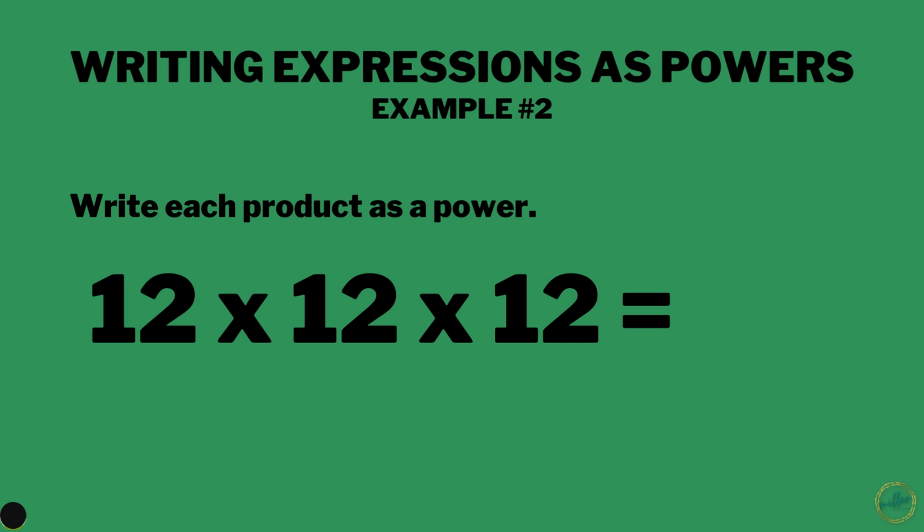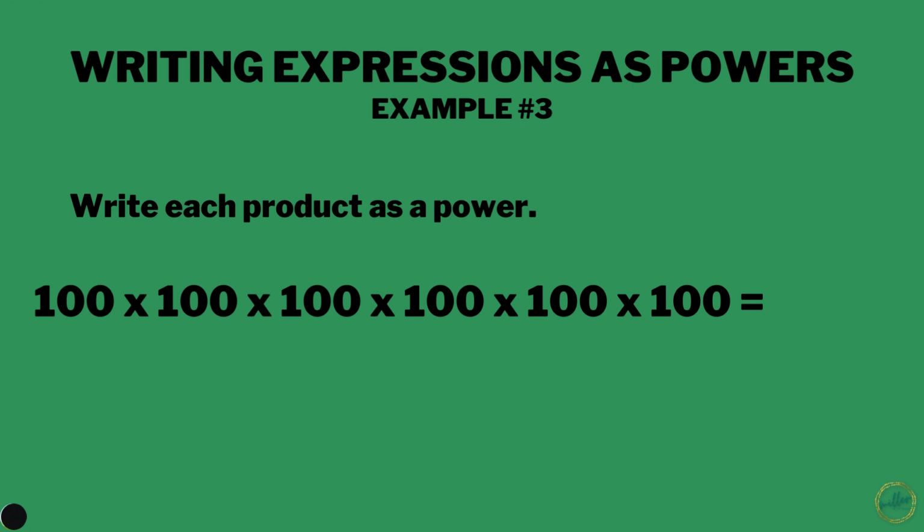Example number 2. Write each product as a power. 12 times 12 times 12. Remember, we need to first write the base. The base is the factor that is repeated multiple times. The base in this situation is 12. Then we need to write the exponent. The exponent is the number of times we repeat the multiplication of 12. Here there are 3 12s being multiplied. 12 times 12 times 12. So our exponent is 3. 12 to the third power, or 12 cubed.